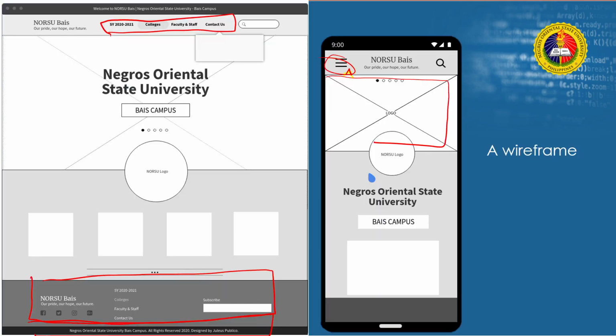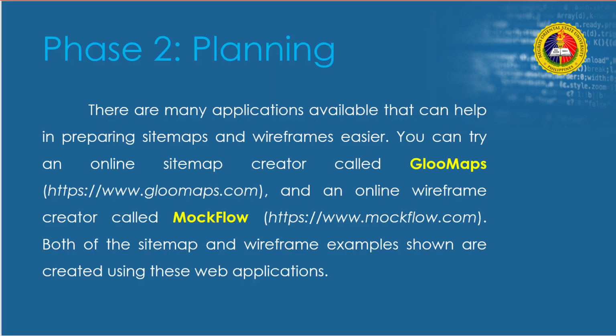So again, this is an example of a wireframe. So how do you prepare a wireframe? There are tons of examples. There are many applications available that can help in preparing sitemaps and wireframes. You can try an online sitemap creator called GlueMaps, or www.gluemaps.com, and an online wireframe creator called Macflow, www.macflow.com. Both the sitemap and wireframe examples shown are created using these applications.